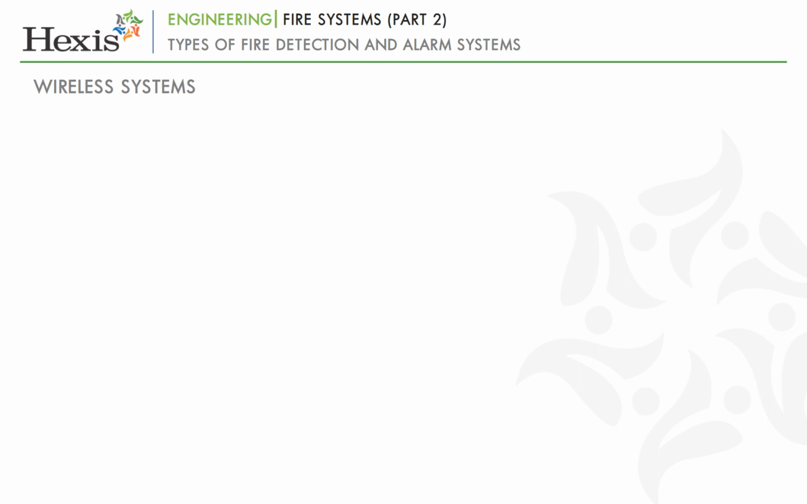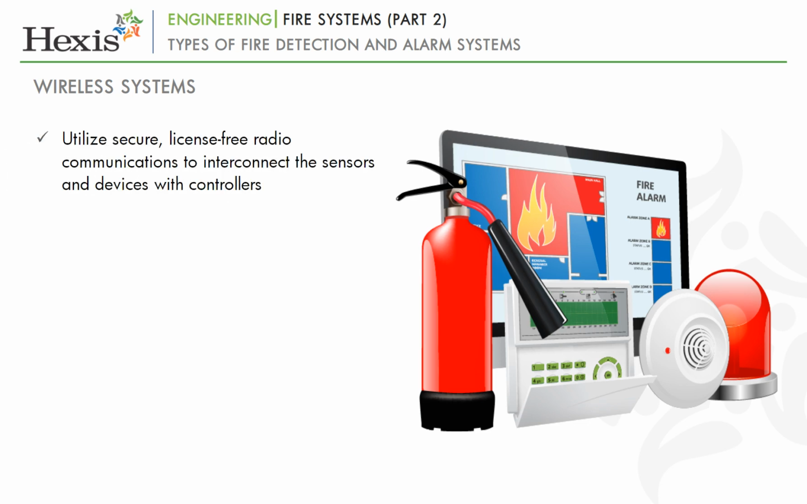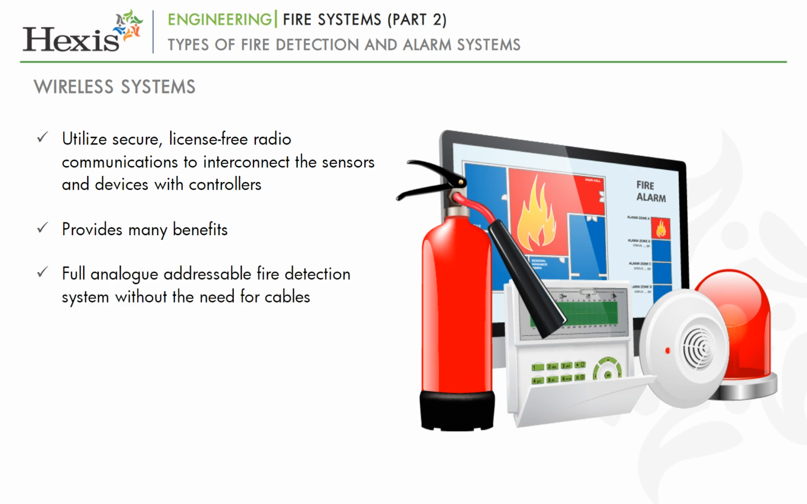Lastly, let's see what wireless systems are. Wireless fire alarm systems are an effective alternative to traditional wired fire alarm systems for all applications. They utilize secure license-free radio communications to interconnect the sensors and devices, that is smoke detectors, call points, etc., with the controllers. It is a simple concept which provides many unique benefits and is a full analog addressable fire detection system without the need for cables.